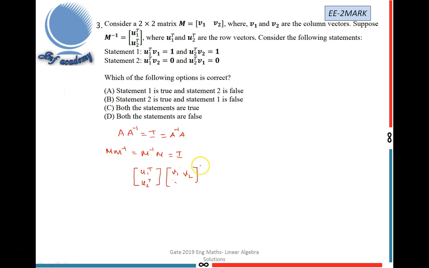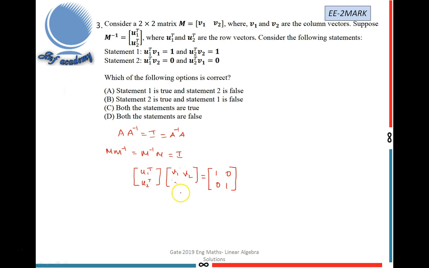V1 and V2 are column vectors. This is equal to I. I means [1, 0; 0, 1]. Here M is a 2 by 2 matrix, so I is also 2 by 2. Multiplying these two matrices, how to multiply?